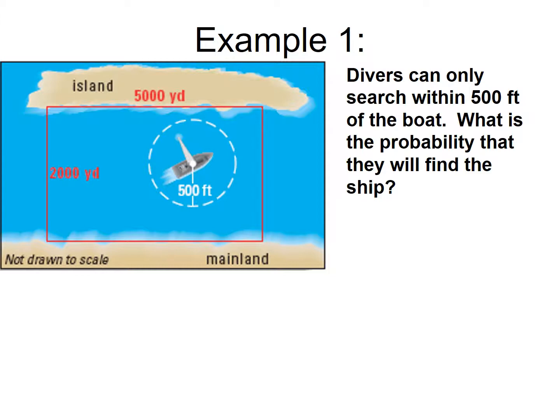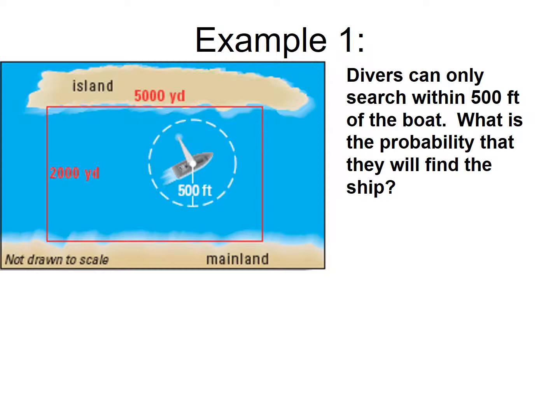So we're trying to figure out if a diver can only search within this 500 feet in this region, what is the probability that they'll find it on the first attempt in that first part where they anchor? That's what we're trying to figure out. Do they have a really high chance or a really low chance, or is it 50-50?